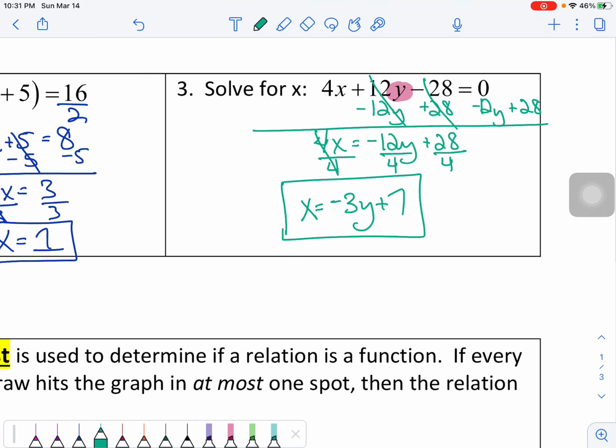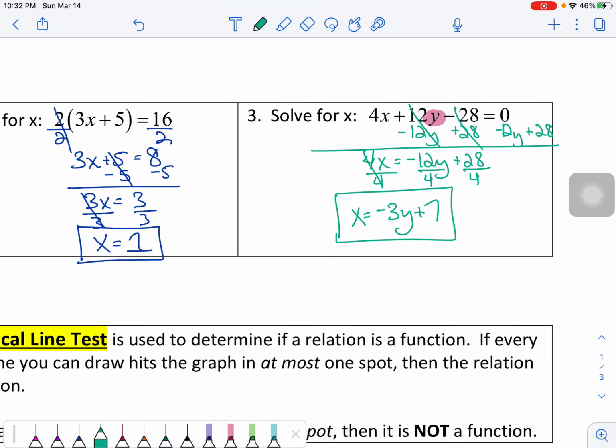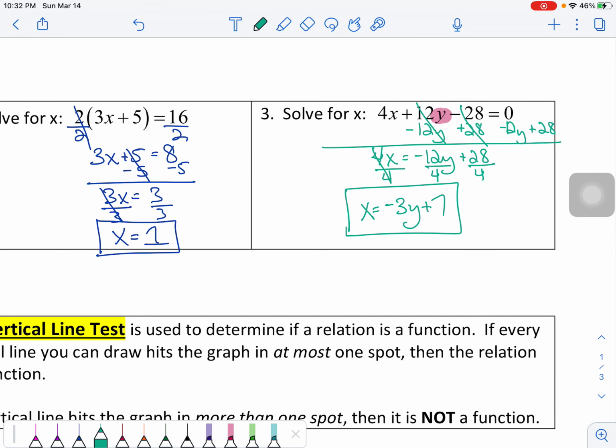Now, I don't know what x is equal to as like a single number. I can't look at it like problem number 2 and say, oh, well, x equals 1. I don't have that option for number 3. It's okay to solve an equation like this and just know that a variable, in this case, x, is equal to an expression. That is totally okay.